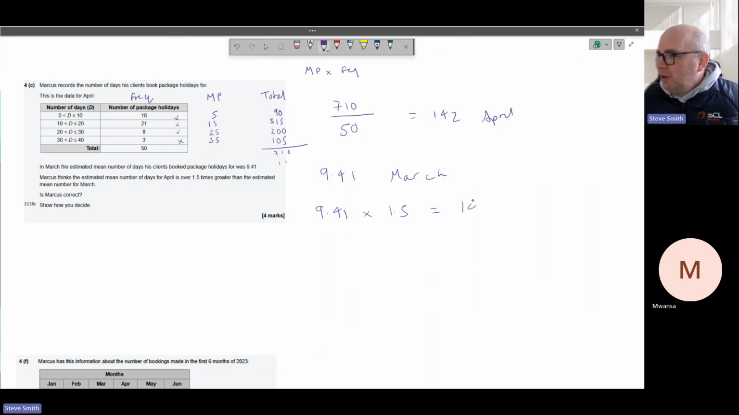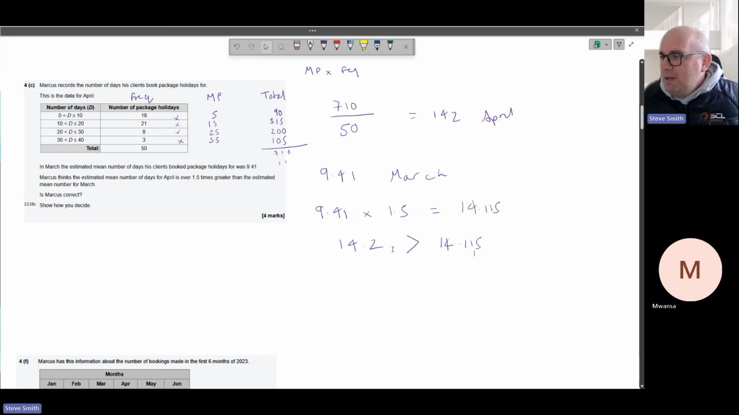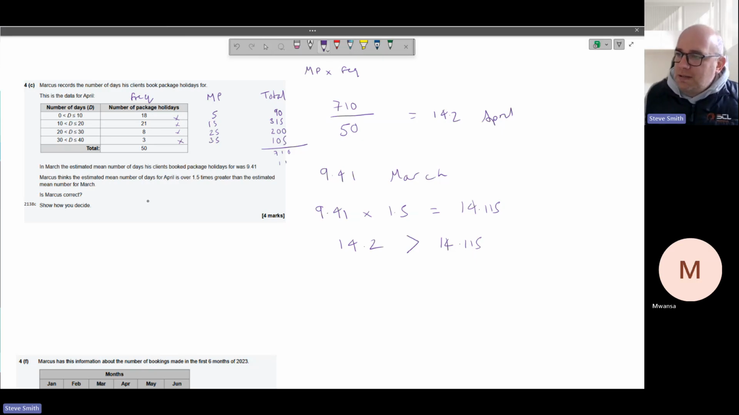14.115. So that's 1.5 times bigger than 9.41. Our number, as you can see, 14.2, is bigger than 14.115. Not very much, but it doesn't matter. It's bigger because that's 0.2, that's 0.1. So it doesn't matter how small that gap is. The fact that it's bigger is correct. So we've got there a yes for our 4th mark.